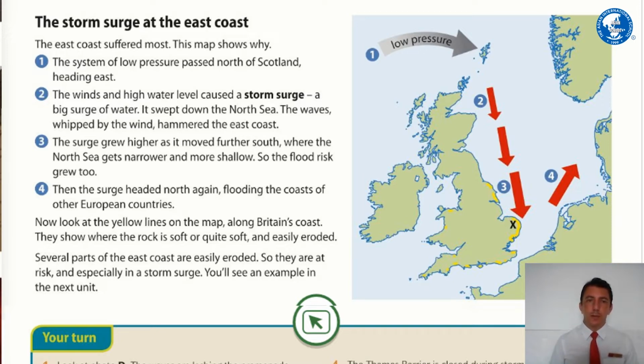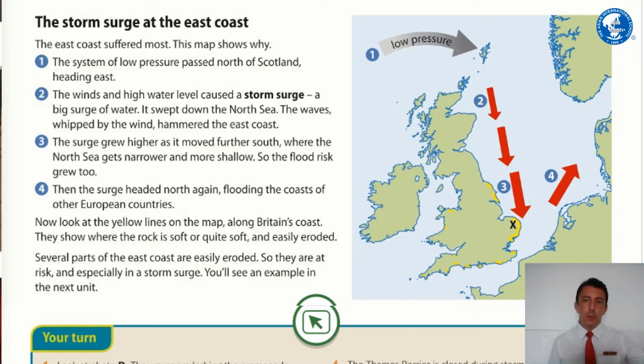It swept down the North Sea. The waves, whipped up by the wind, hammered the east coast. So number 3, the surge grew higher as it moved further south. This is where the North Sea gets narrower and more shallow. So the flood risk grew too.